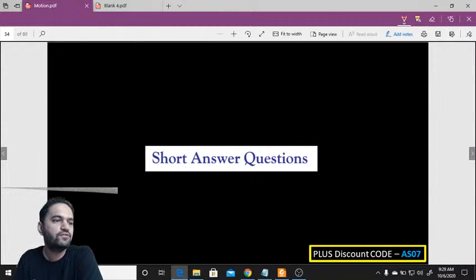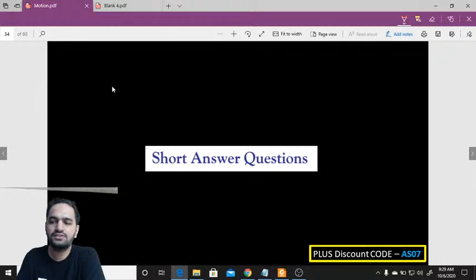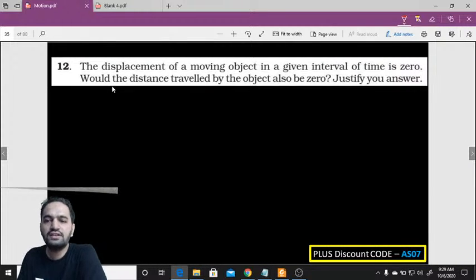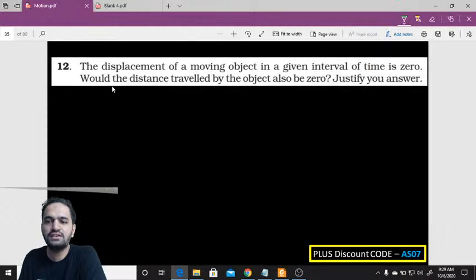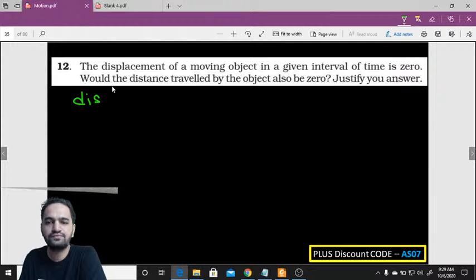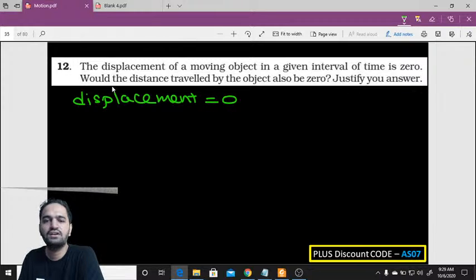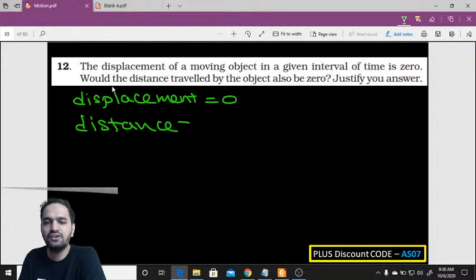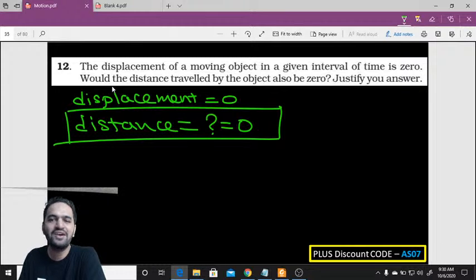Now, let us move to the next one. 11 is done. We are supposed to complete the short answer questions. The question is, the displacement of a moving object in a given interval of time is 0. Would the distance traveled by the object also be 0? Can it be possible that distance is also 0? Obviously not. It is not possible, right?